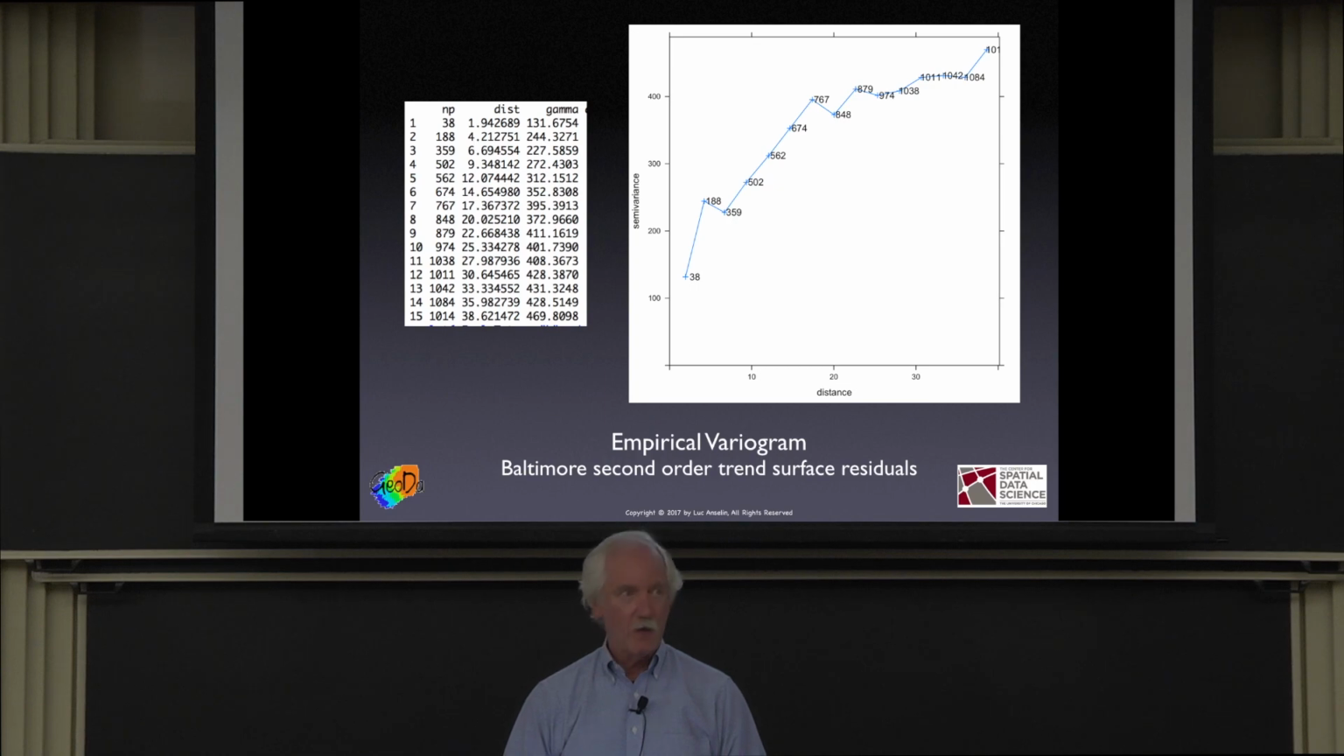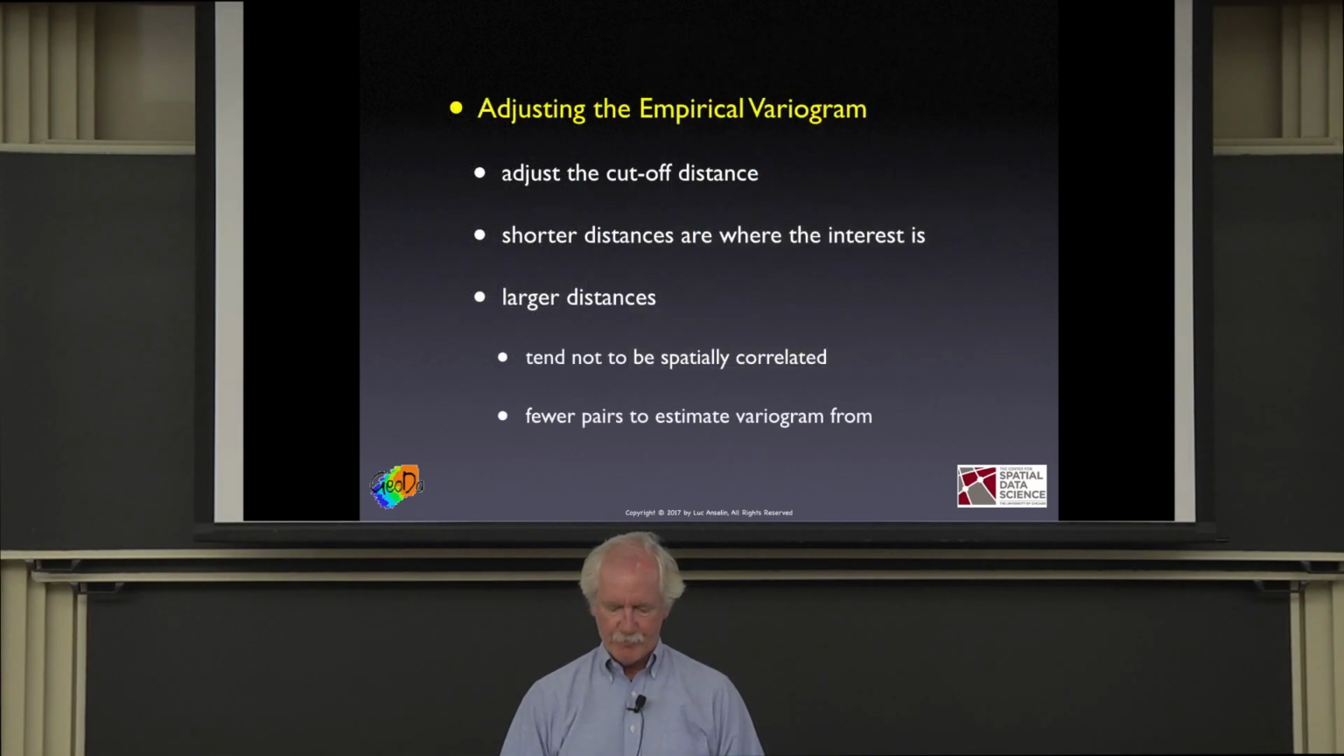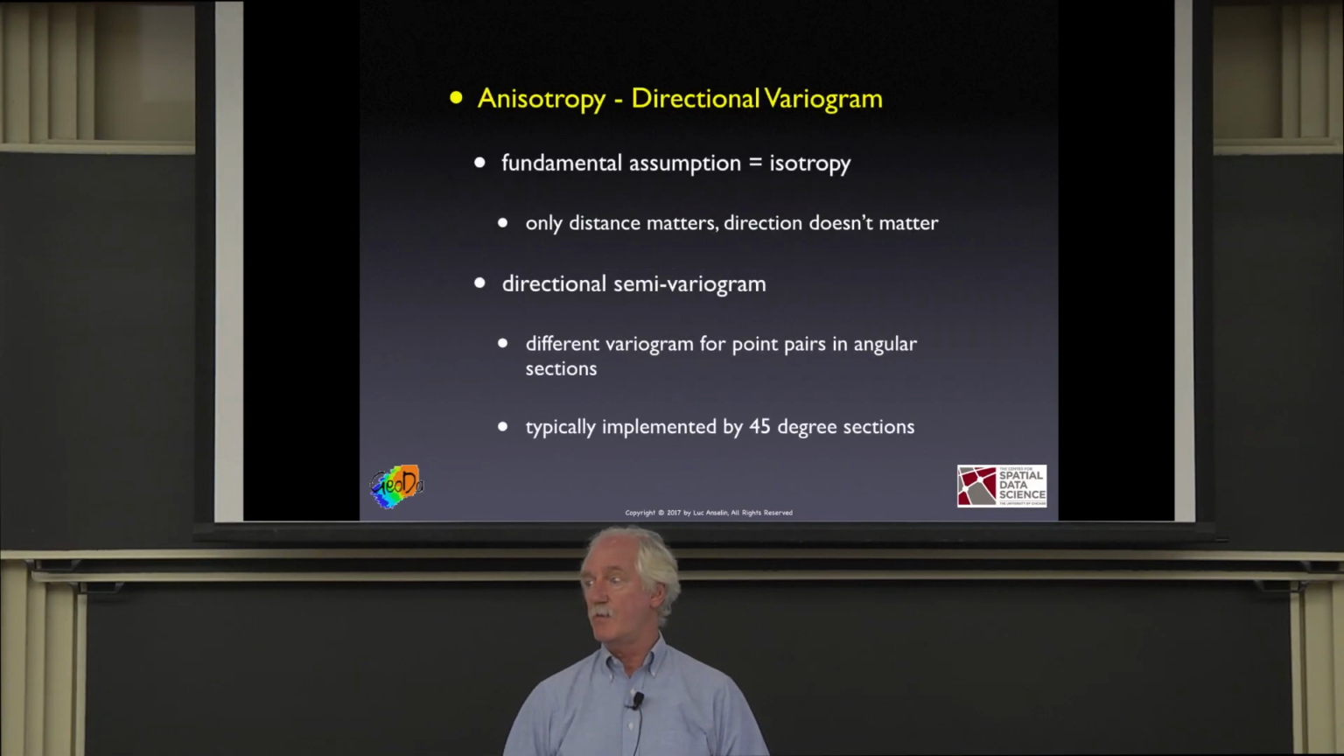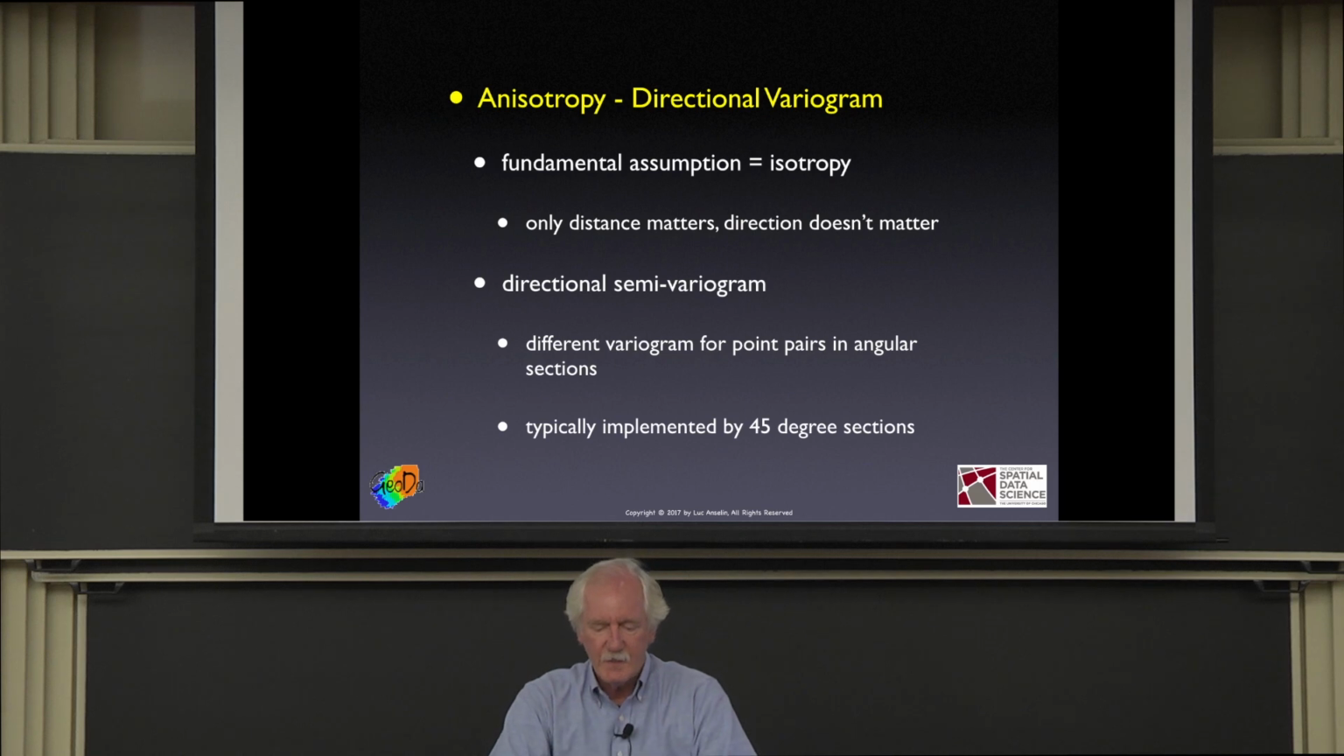So the idea is to use this empirical variogram to inspire a model for the change of dissimilarity with distance. But before we go there, you can read all this stuff. Before we go there, a very important assumption is this assumption of isotropy. And isotropy means that the only thing that matters is distance, and orientation doesn't matter.